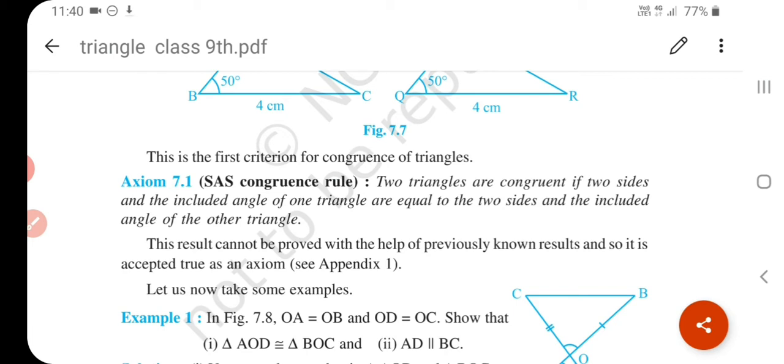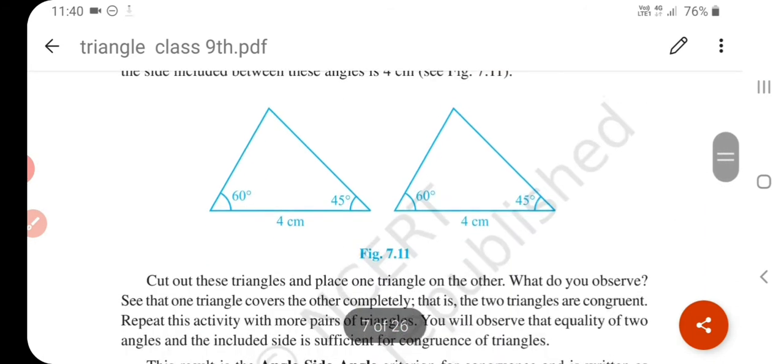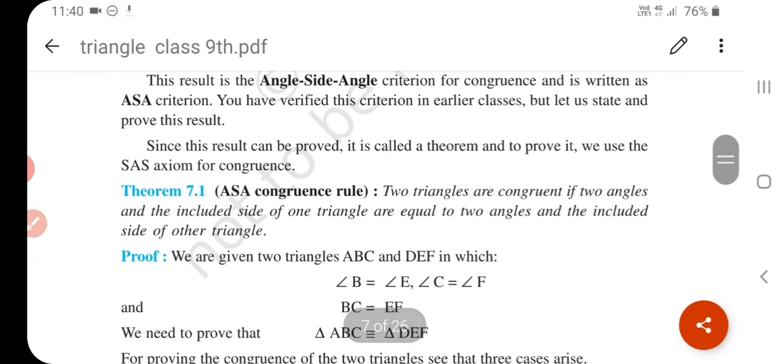Okay, understand? Now what about our second congruency rule, that is ASA, angle side angle. Two triangles are congruent if two angles and the side between these two angles of one triangle are equal to the two angles and the side between these two angles of the other triangle. Okay, then we can say that these two triangles are congruent to each other. This is our second rule, that is called angle side angle congruency rule.